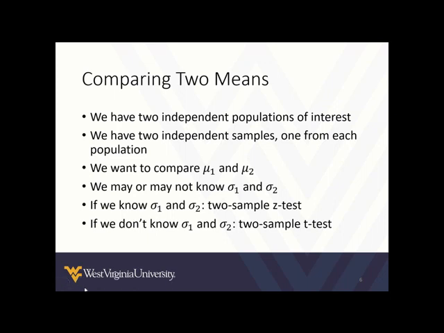So when we're comparing two means, we are going to have two populations of interest. And from these two populations, we are going to draw two independent samples, one from each population. From there, we will compare, ideally, the averages of these two populations. We may or may not know the population variances or population standard deviations from the two populations. If we do know our two population standard deviations, we'll do our two sample z-test. If we don't know, then we'll do a two sample t-test.